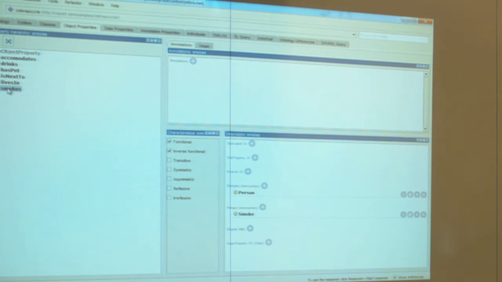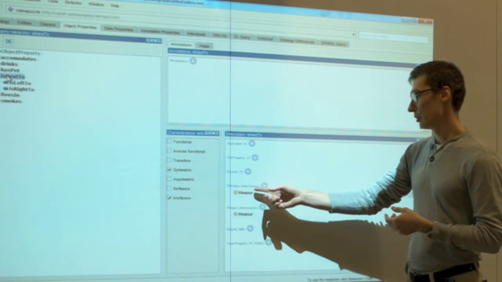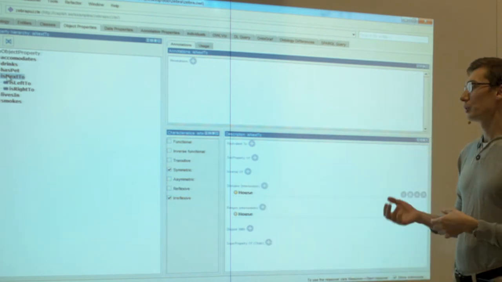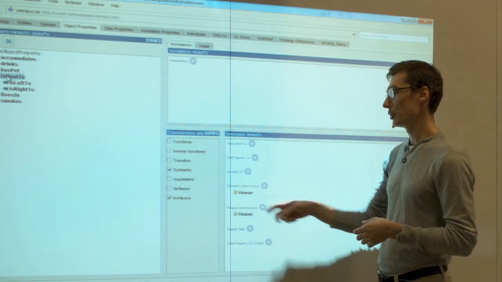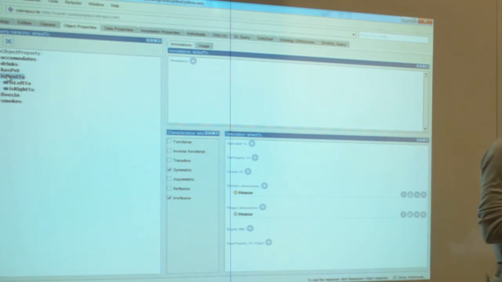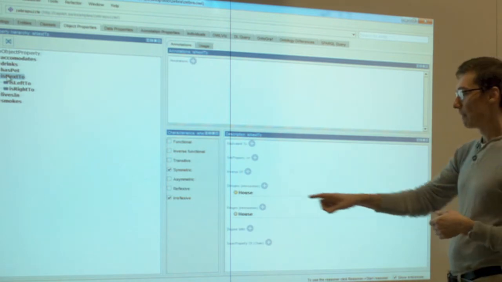Now the geometry. This is more fun. So first, we have is next to, and it's a relationship between two houses. So it goes from house to house. So if something is next to something, then both somethings are houses. Then it is symmetric. What does it mean? Symmetric property means that if some house is next to something, then this other house is also next to the first one. This is what a symmetric property means.